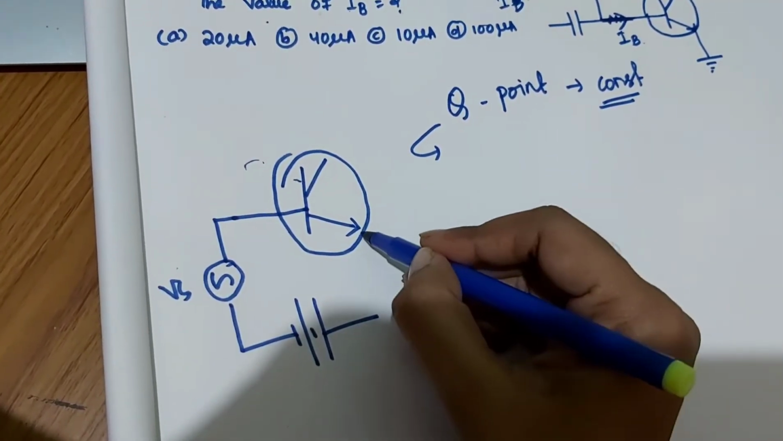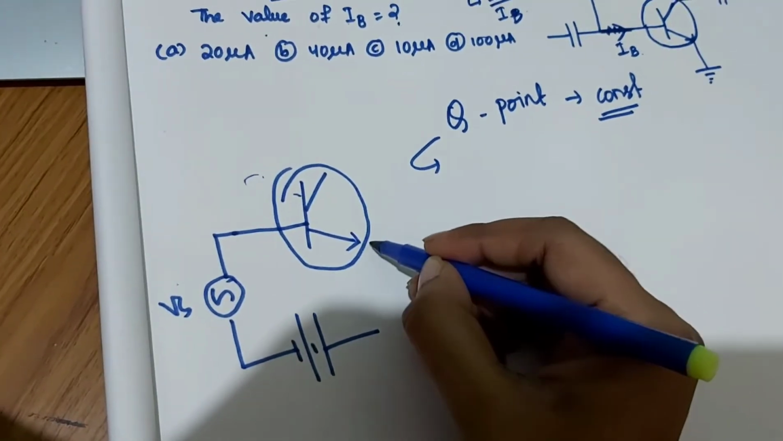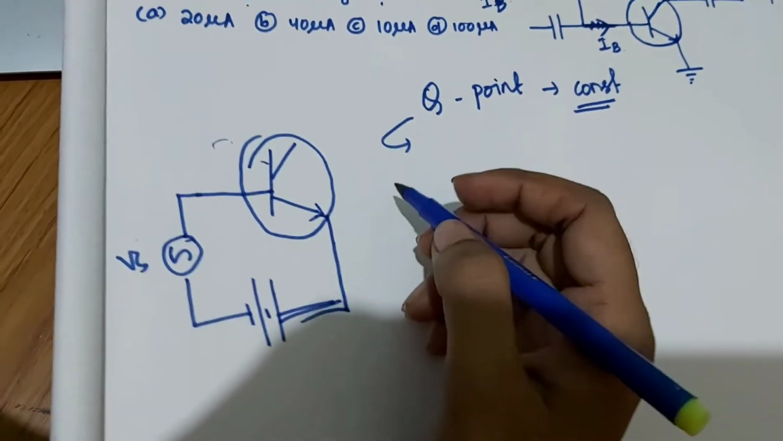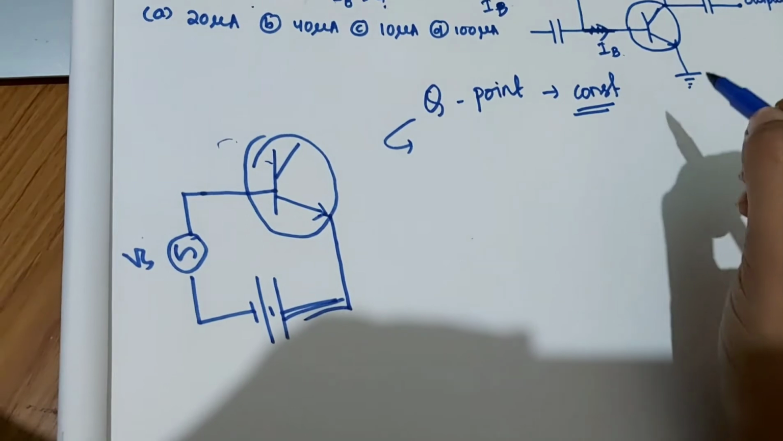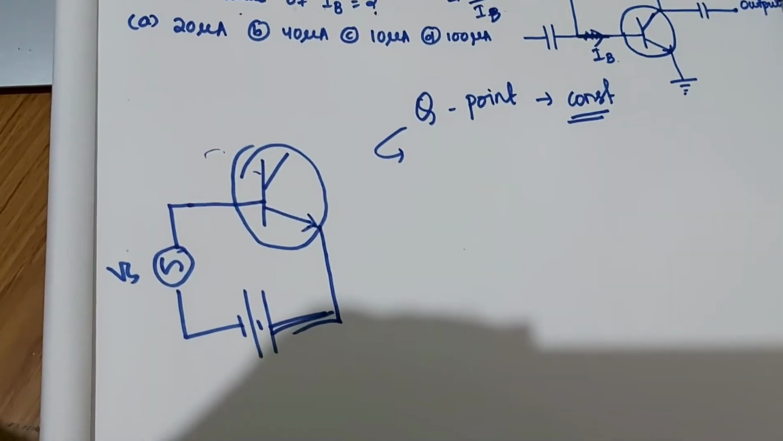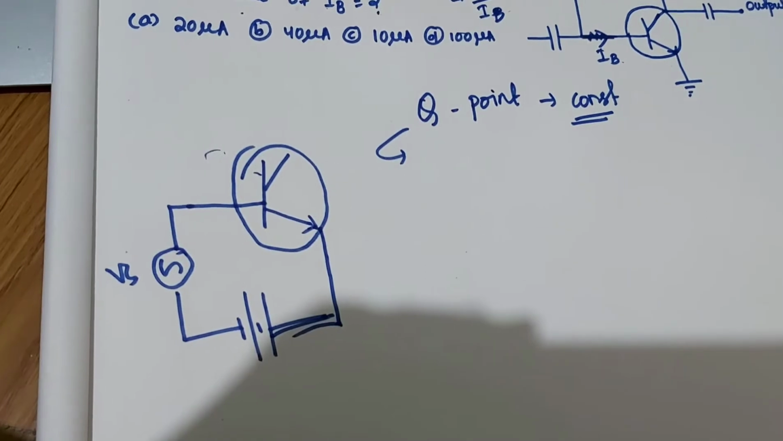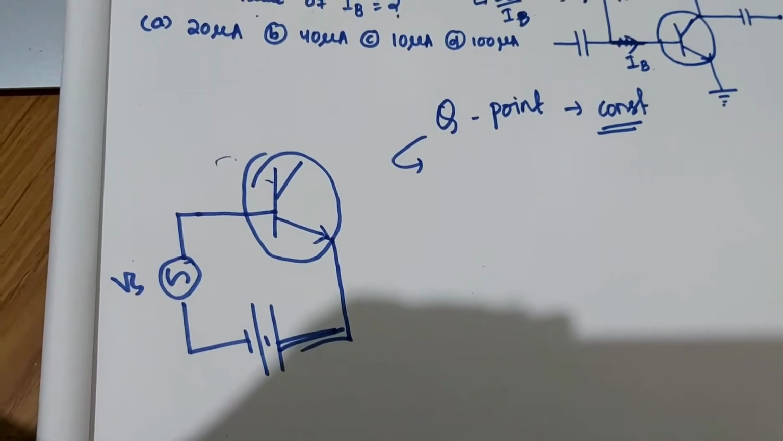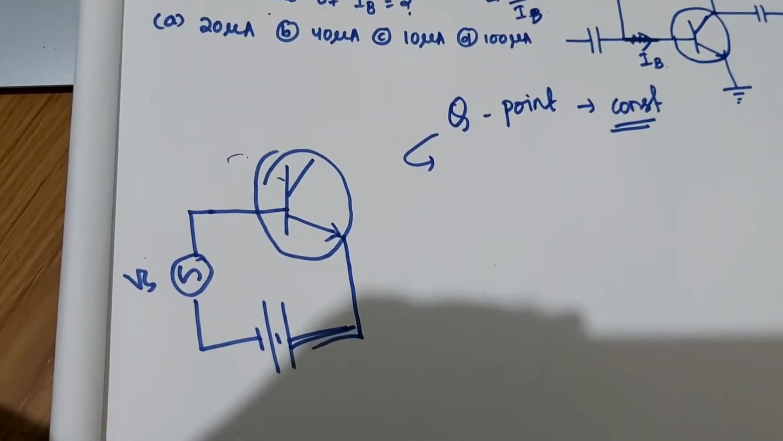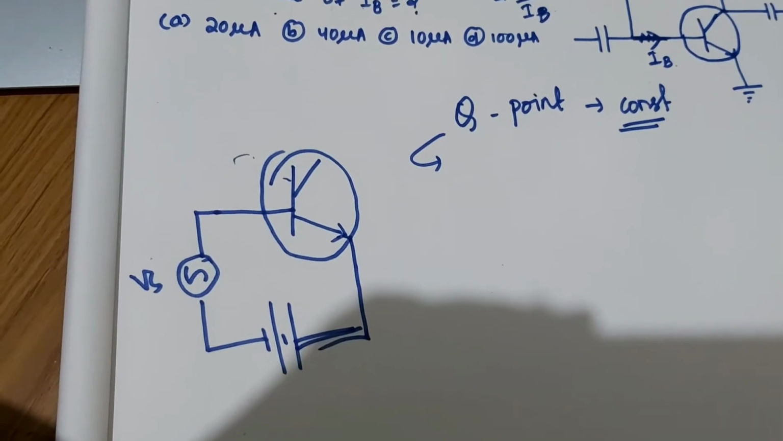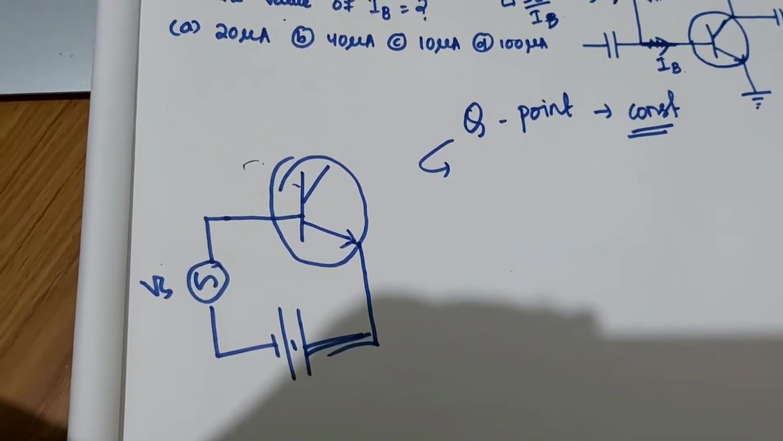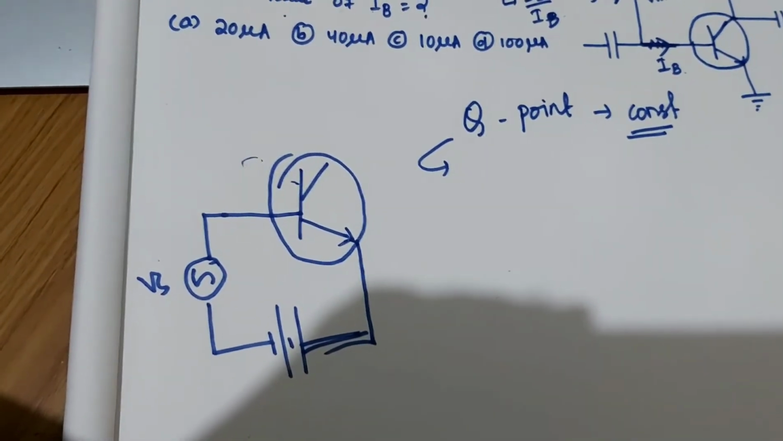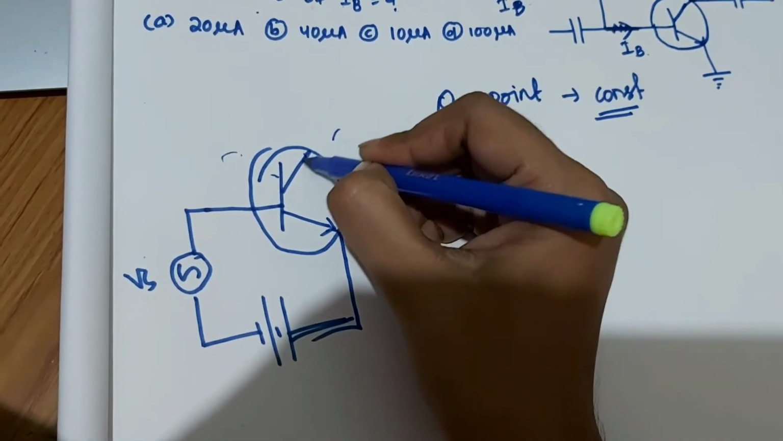Let's discuss a little bit about the Q point, because we use feedback to have a constant Q point. Then only we can use the transistor as an amplifier, which means we will get faithful amplification. That's why we use feedback, because everyone wants a faithful amplifier. For a faithful amplifier, the Q point must be constant. So this is my emitter, the common emitter case.